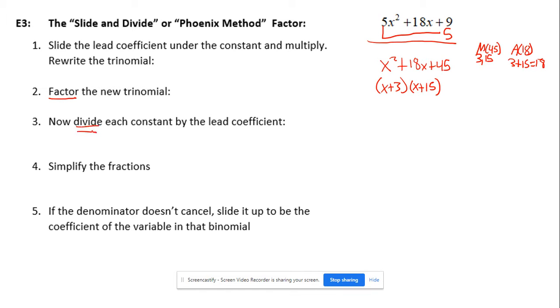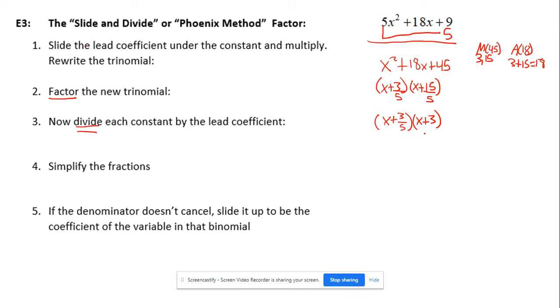Remember, this method is not called the slide method. It's called the slide and divide. So if I slid over and multiplied by 5, now I have to divide by 5. So I divide both of these numbers by 5, and I check to see, can I simplify? Well, 3 divided by 5 is simplified, so I just leave it as x plus 3/5. But over here, 15 over 5 becomes plus 3.